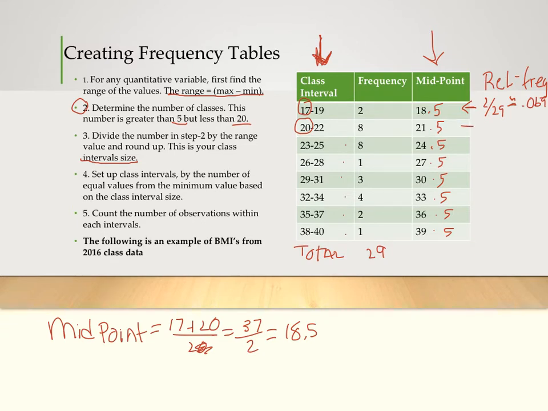Same thing with this one. We could do the relative frequency there. And that one is 8 divided by 29, and that's approximately 0.276. So again, we can create a percentage. The relative frequency times 100% will give me a percentage. And so we could calculate this all the way down in this particular table.